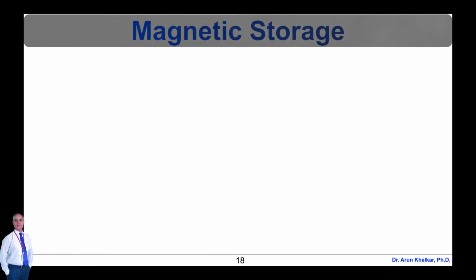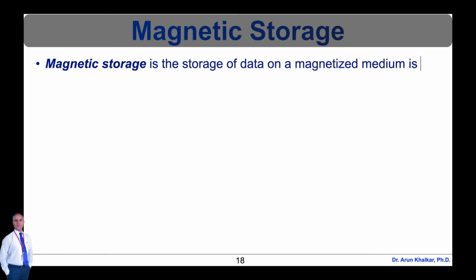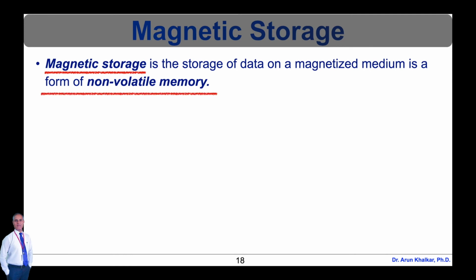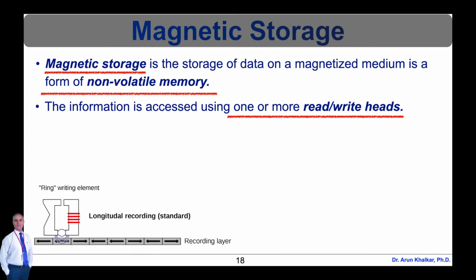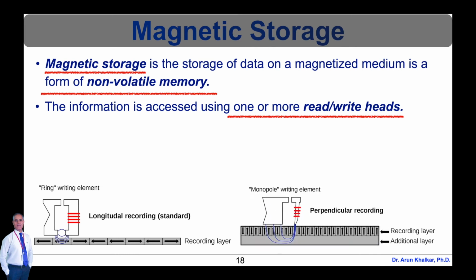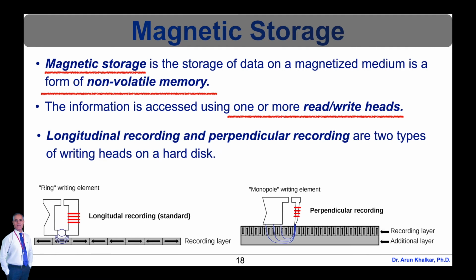Now let's see the next application of magnetic material, that is magnetic storage. Magnetic storage or magnetic recording is the storage of data on a magnetized medium. Magnetic storage uses different patterns of magnetization in a magnetizable material to store data and is a form of non-volatile memory. The information is accessed using one or more read or write heads. Magnetic storage media, primarily hard disks, are widely used to store computer data as well as audio and video signals.